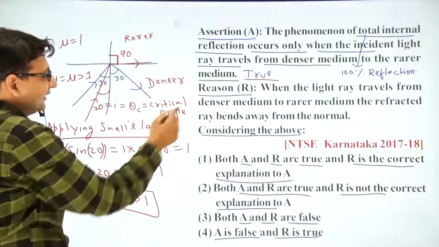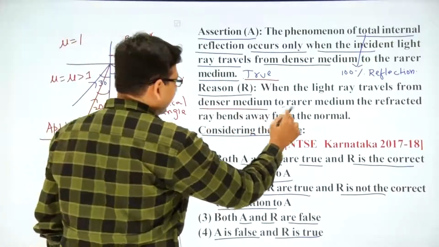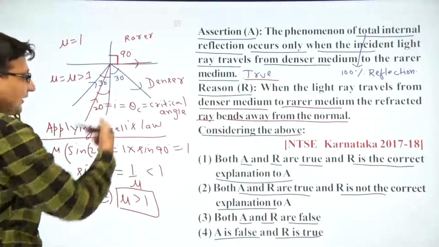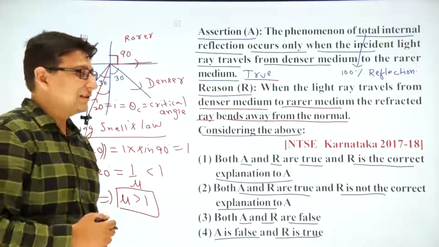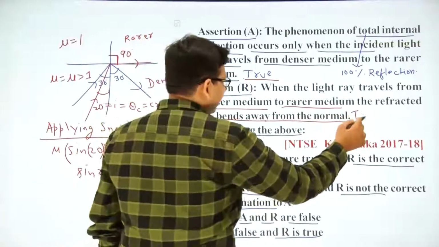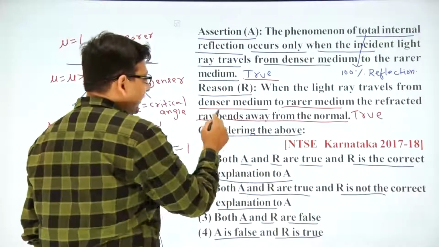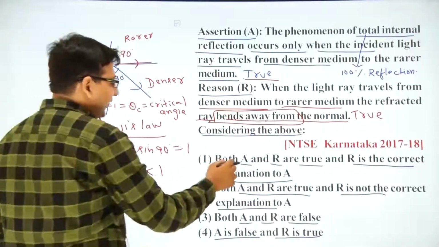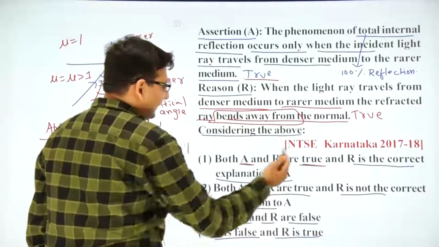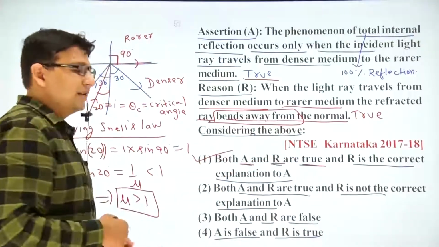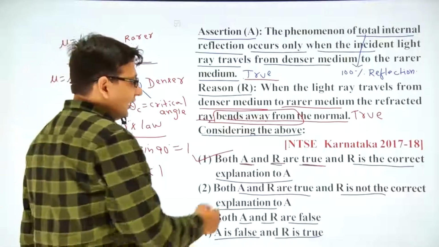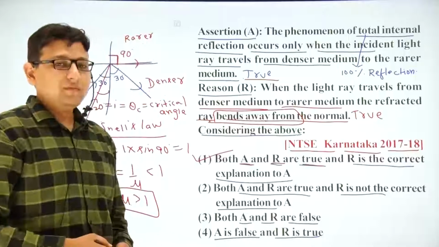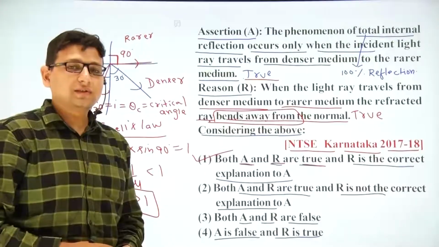The reasoning is that when the light ray travels from a denser medium to a rarer medium, the refracted ray bends away from the normal. Yes, this is correct from Snell's law, so this is also true. Because of this bending away from the normal, the angle comes to 90 degrees. So both A and R are correct, and R is the correct explanation of the assertion. This question came in NTSE Karnataka 2017-18. So students, the first one is the correct answer.